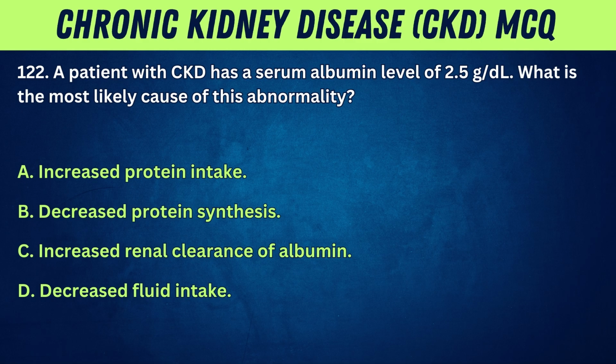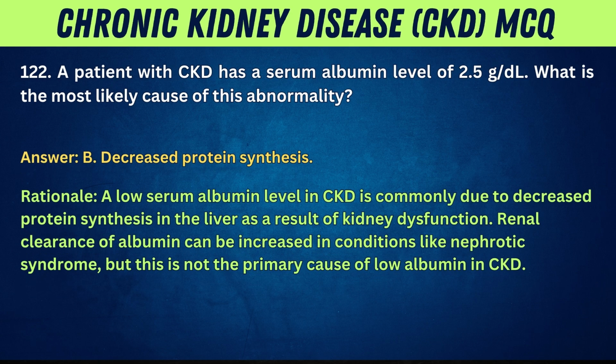122. A patient with CKD has a serum albumin level of 2.5 g/dL. What is the most likely cause of this abnormality? A. Increased protein intake. B. Decreased protein synthesis. C. Increased renal clearance of albumin. D. Decreased fluid intake. Answer: B.